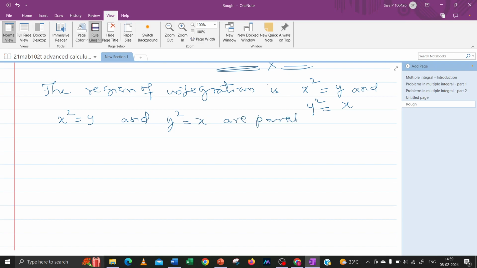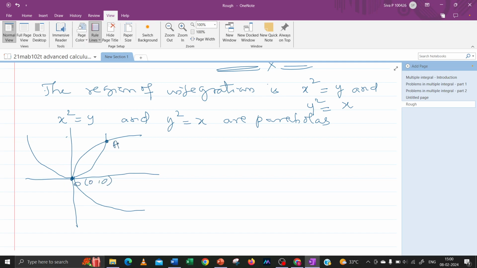Is it? So draw a rough sketch for any given problem. First you have to draw the rough sketch for this. What is x square equal to y? This is x square equal to y. Y square equal to x is this one. So x square equal to y, y square equal to x. How to find the intersection point? This is the intersection point. Here we can easily write O 0 comma 0, the origin. But you have to write point A. How to identify that point A?